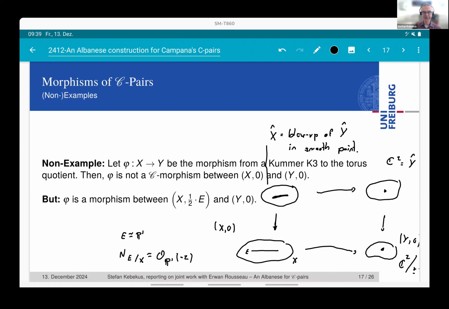So you asked for a difference between C pairs and root stack picture. Again, there's a difference here. If you have a zero boundary, the root stack will be trivial, and any morphism will be a morphism of stacks. But here we're having non-trivial local fundamental groups, and you see the notion of Campana C pair sees that. The notion of Campana morphism sees the local fundamental group. So right.